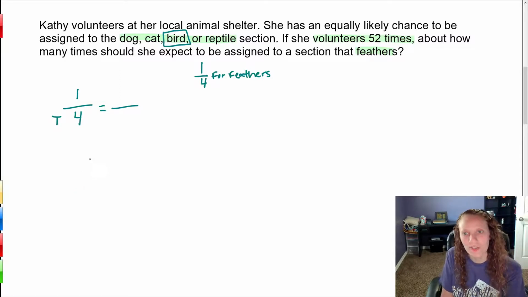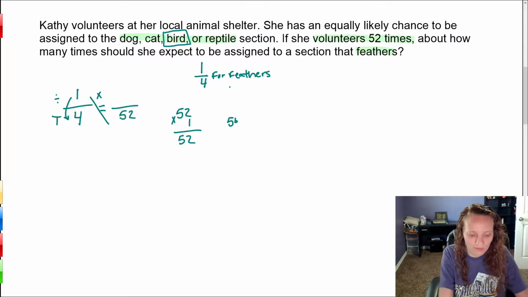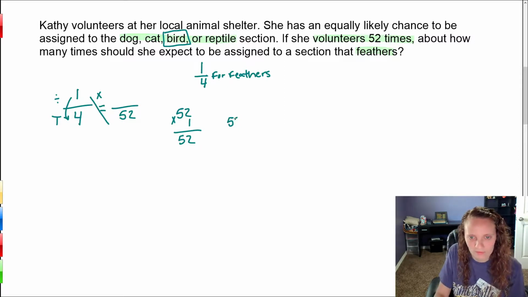Remember, the denominator is always the total, and we know that she's volunteering for a total of 52 times. So we're going to place the 52 down in the denominator, and we're going to do what's called crisscross multiply. So 52 times 1, which is still just 52. And then we're going to take that answer and divide it by 4. Four goes into 5 once. Let's subtract 4 with 1 left over. Bring down the 2. 4 goes into 12 3 times.